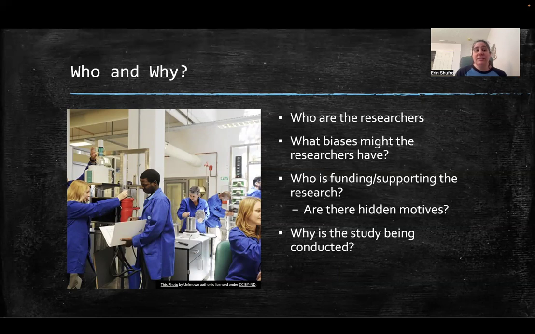There are definitely some reputable funding agencies out there. For example, if I see that research is funded by the NSF or the NIH, I know that research is going to have been conducted with no strings attached, right? So the funding isn't going to force the researcher into a specific direction. And why is the study being conducted? Again, this gets back into what are they looking for? What are they trying to find? Why is this particular study being conducted?